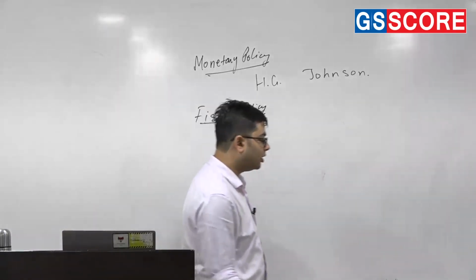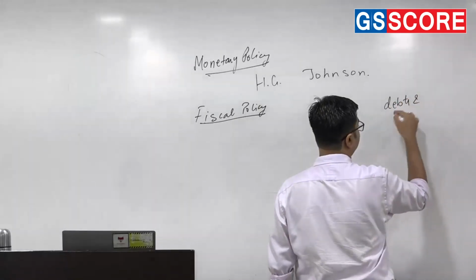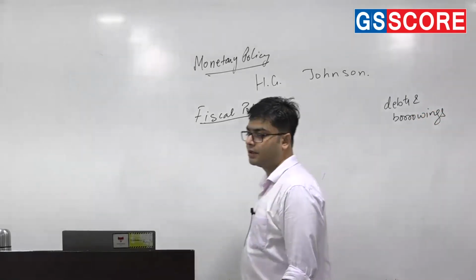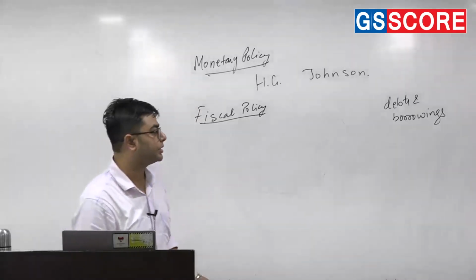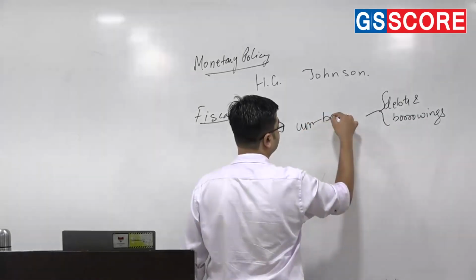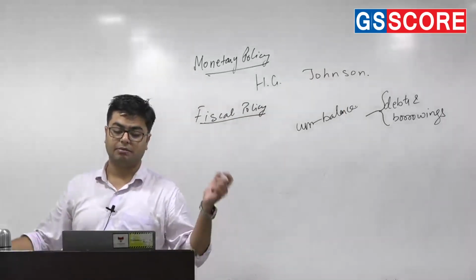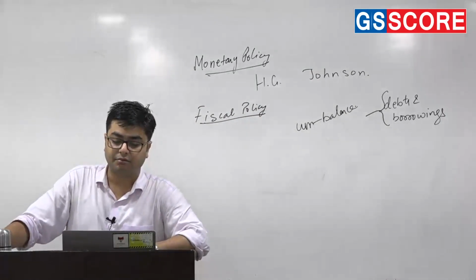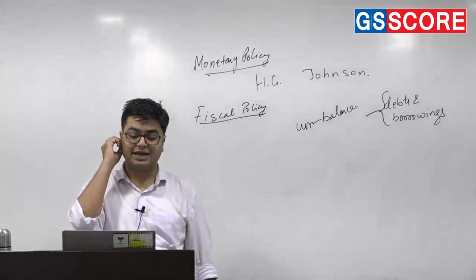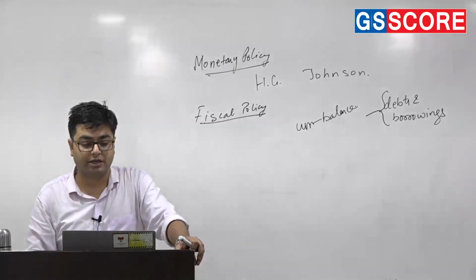You see, also when it comes to debts and borrowings, we are looking at an unbalanced budget. That means income and expenditure are not the same. Income might be less, but the expenditure might be more. And it is through the fiscal policy that debts and borrowings get facilitated. Why? To improve the socio-economic growth.